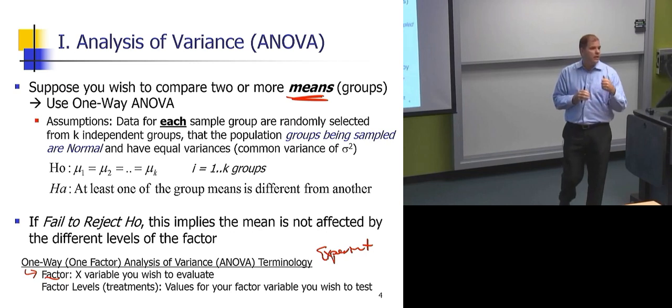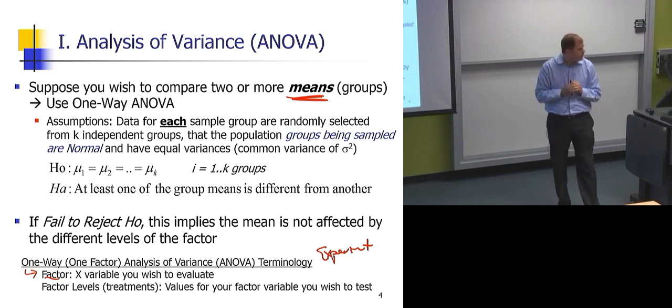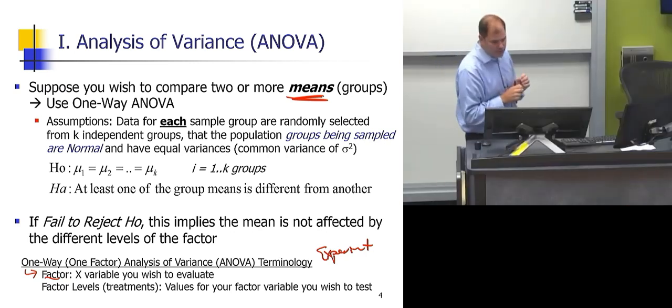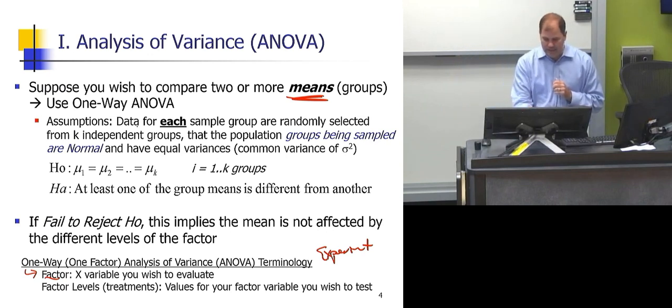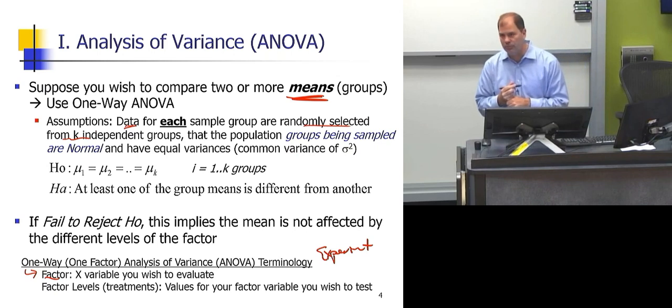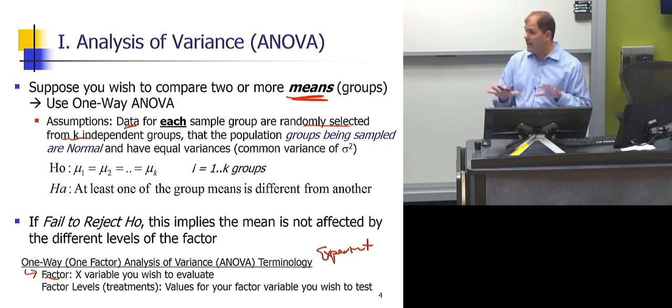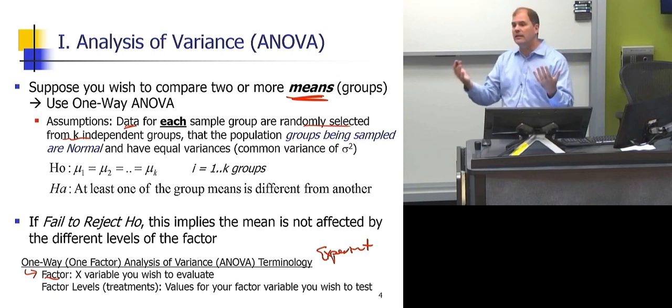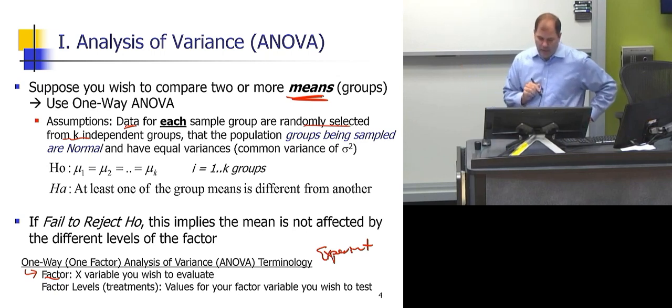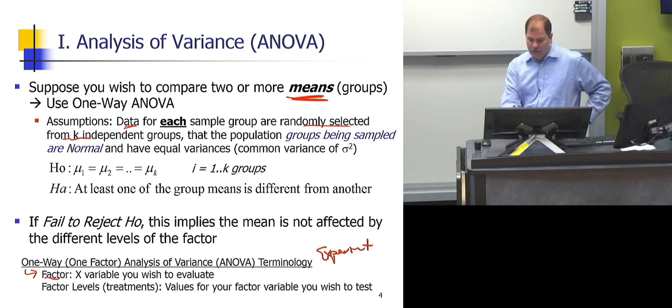All right, the idea here is we want to test multiple groups. We're going to make some key assumptions. First of all, that we take data randomly selected from independent groups. If you remember with the paired t-test, we had dependent data. In this case, we're going to do this with independent groups. We're also going to assume that the population groups are normal with an equal variance.